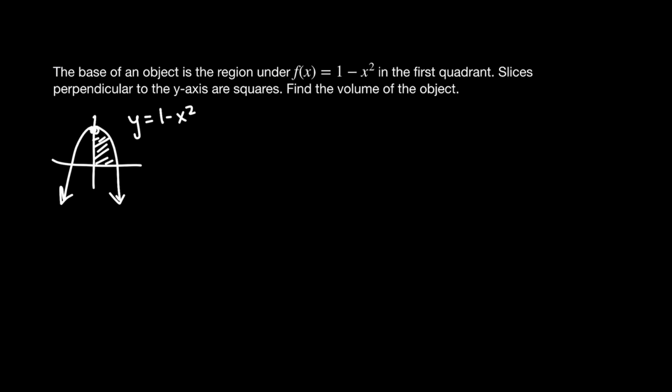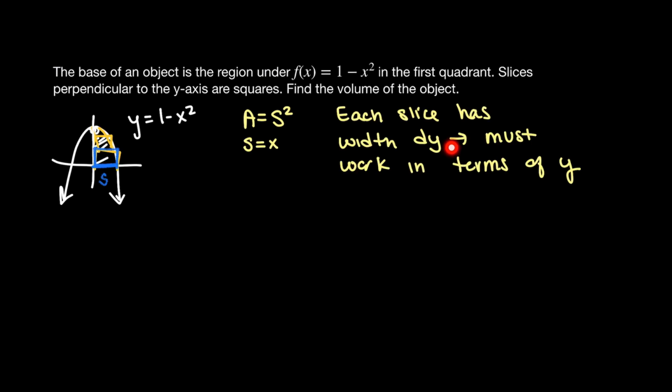Now, this one's a little bit different than the previous one because now I'm going to make my slices perpendicular to the y-axis. And if I slice this object perpendicular to the y-axis, I'm going to see squares. Find the volume of the object. So this time, because my slices are horizontal, perpendicular to the y-axis, the width of each of my slices is a delta y or a dy. So we're going to have to work in terms of y.